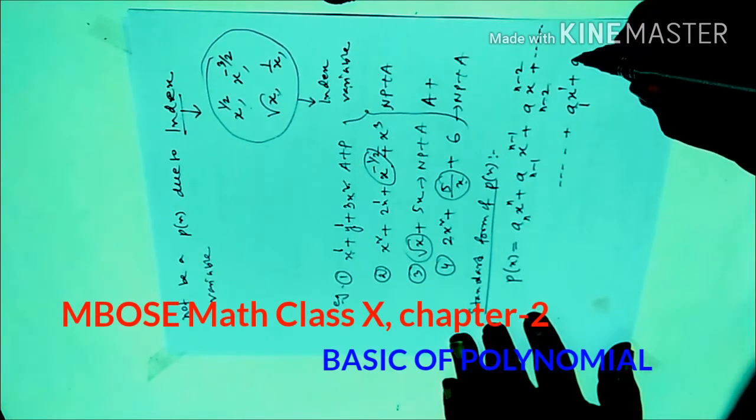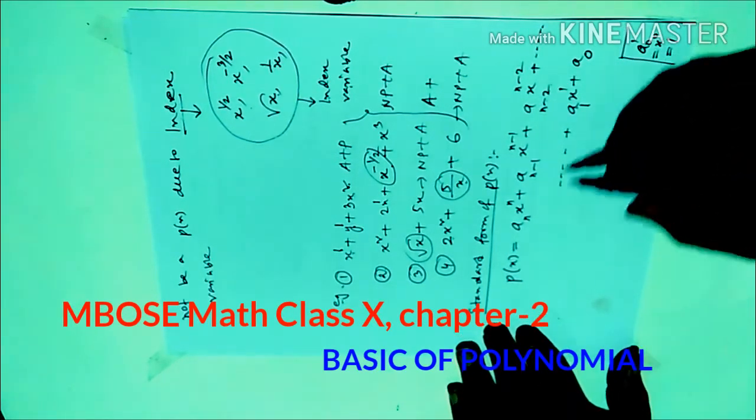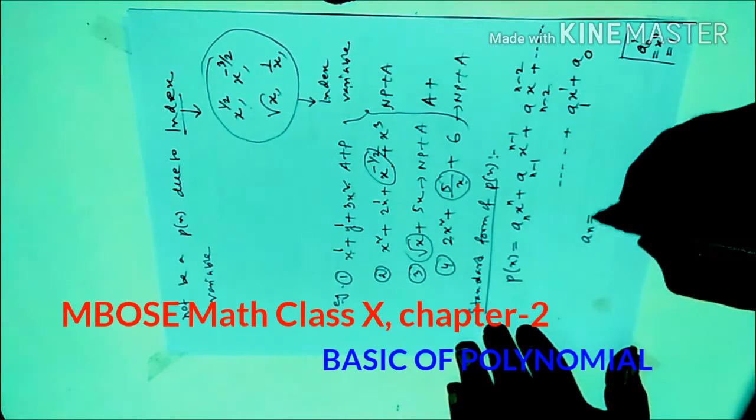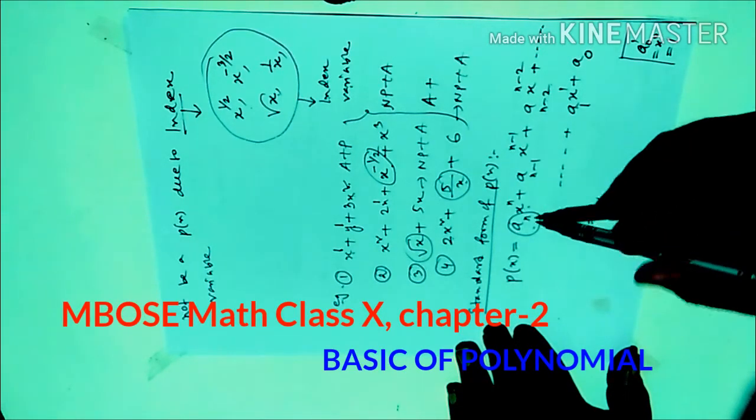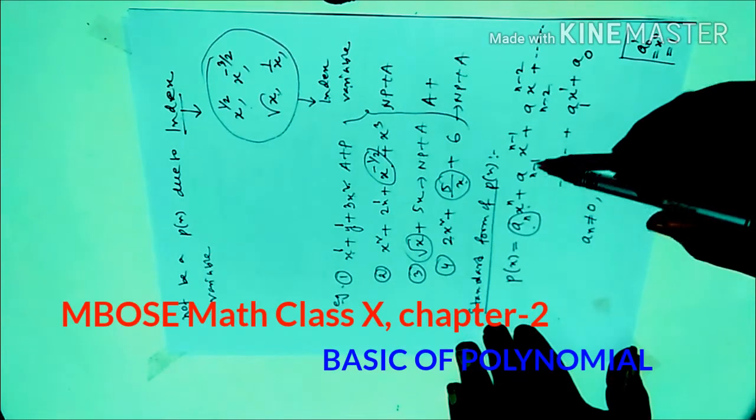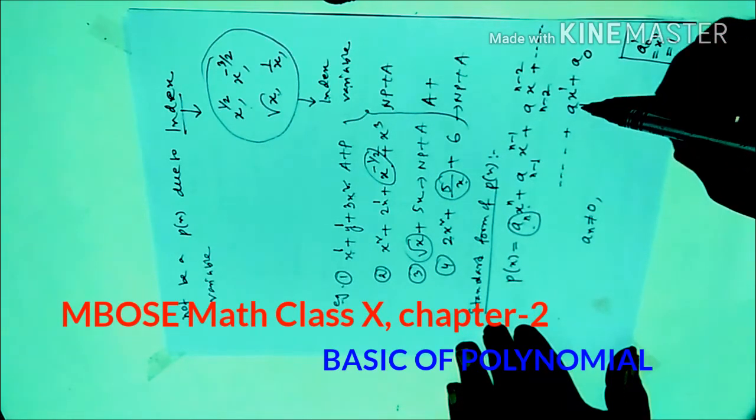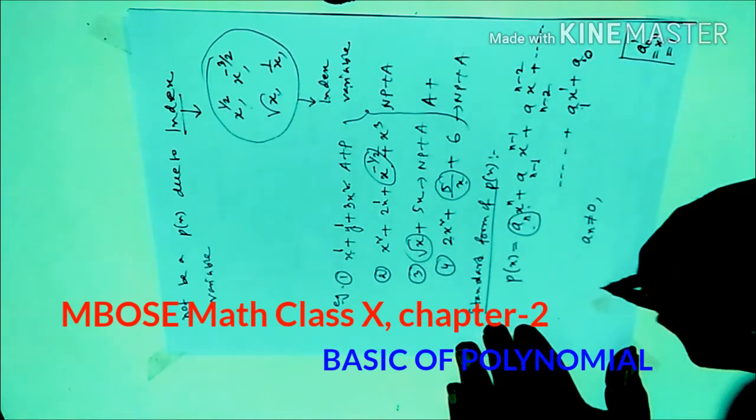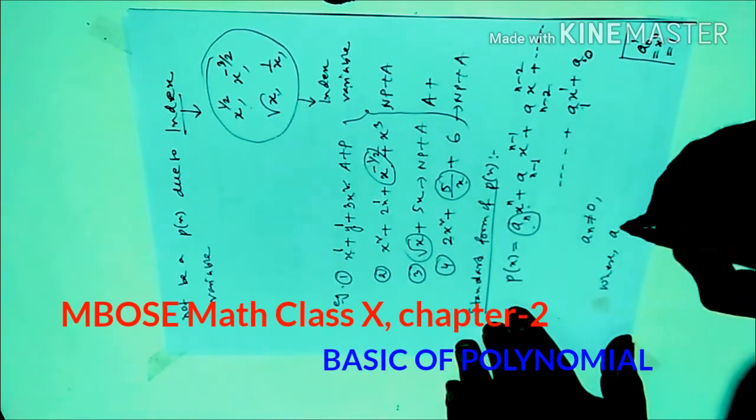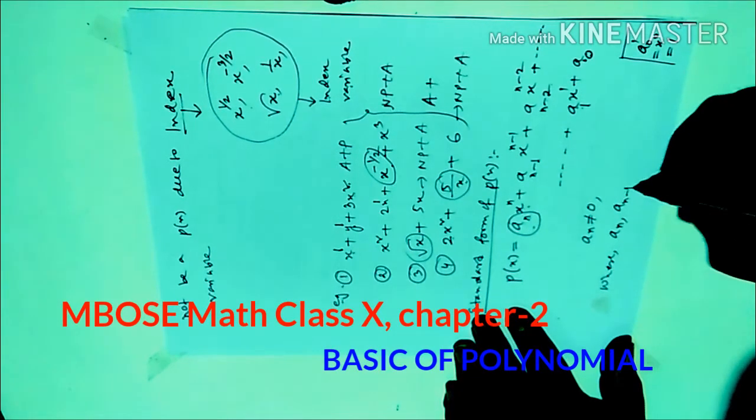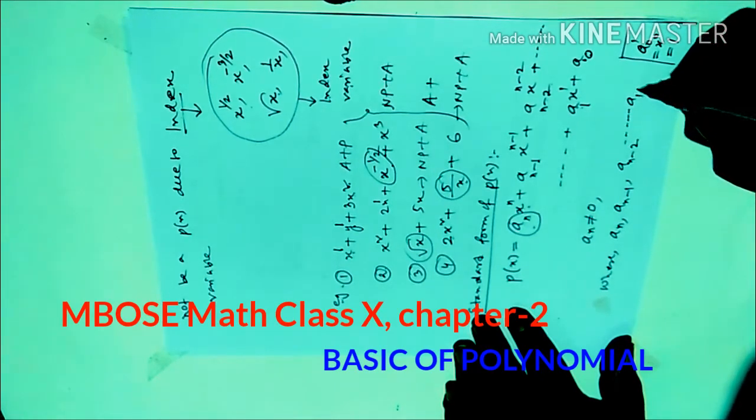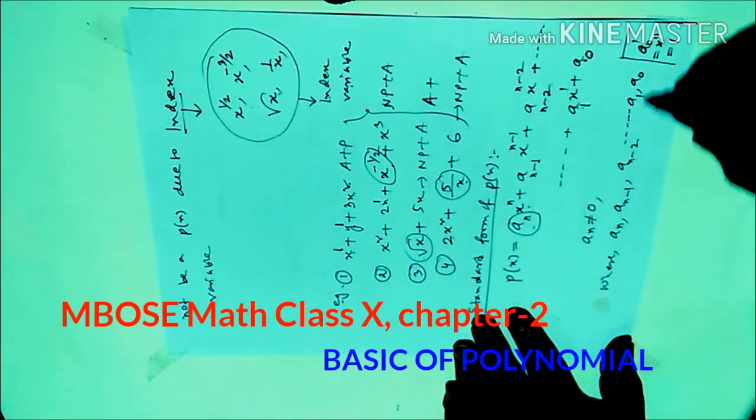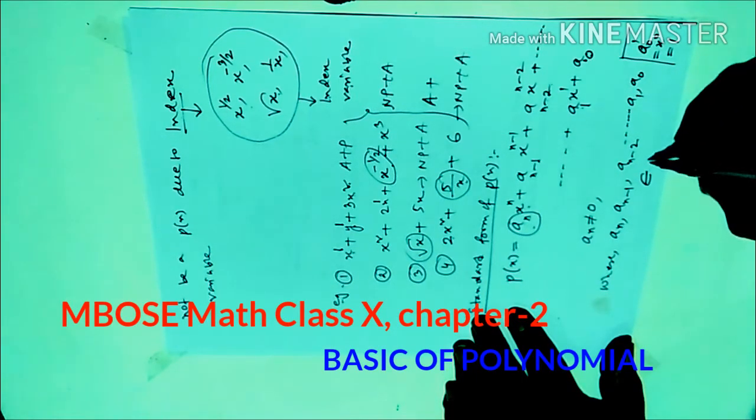Then last we will give a_0. But the condition is that a_n should not be 0, so this value you cannot write as 0. As well as, what are the symbols of this? a_(n-1), a_(n-2), a_1 and a_0, a naught. So where a_n, a_(n-1), a_(n-2), dot dot dot, a_1, a_0 belong to real numbers. This is called real numbers.